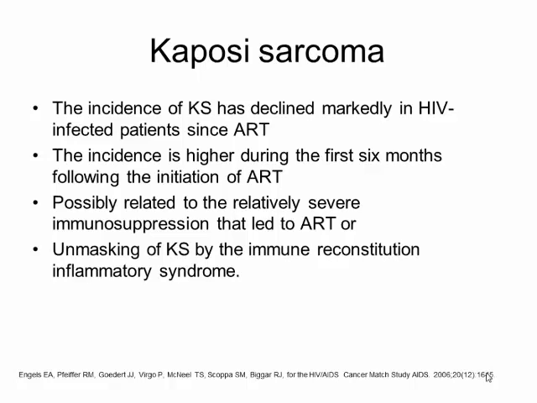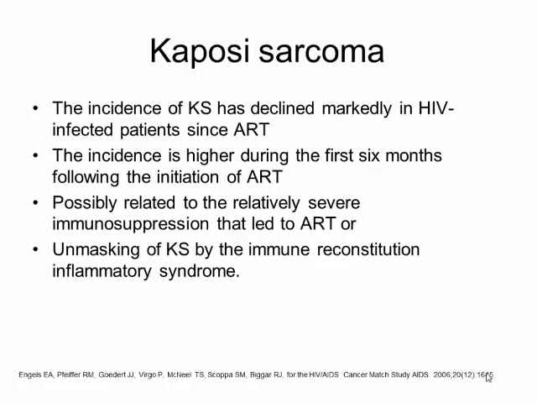So the incidence has declined markedly, as we have seen from the graph, with the introduction of antiretroviral therapy. The incidence is noted to be higher when you start the antiretroviral therapy, because when you give it, you increase the immunity, so you unmask a present Kaposi sarcoma. The body will recognize it, it will flare up, and you'll have symptoms from that Kaposi sarcoma.